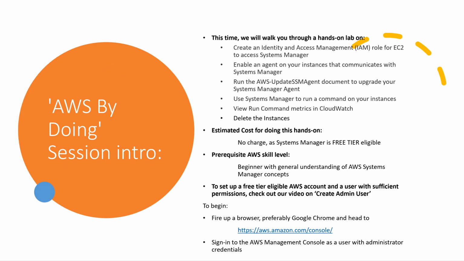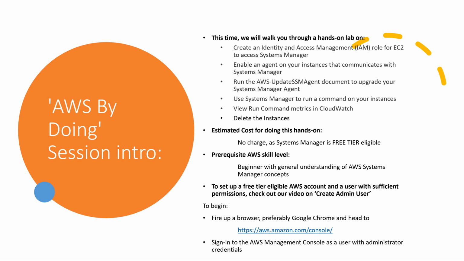This time, we will walk you through a hands-on lab on create an identity and access management role for EC2 to access Systems Manager, enable an agent on your instances that communicates with Systems Manager, run the AWS-UpdateSSMAgent document to upgrade your Systems Manager agent, use Systems Manager to run a command on your instances, view run command metrics in CloudWatch, and delete the instances. Estimated cost for doing this hands-on? No charge, as Systems Manager is free tier eligible.